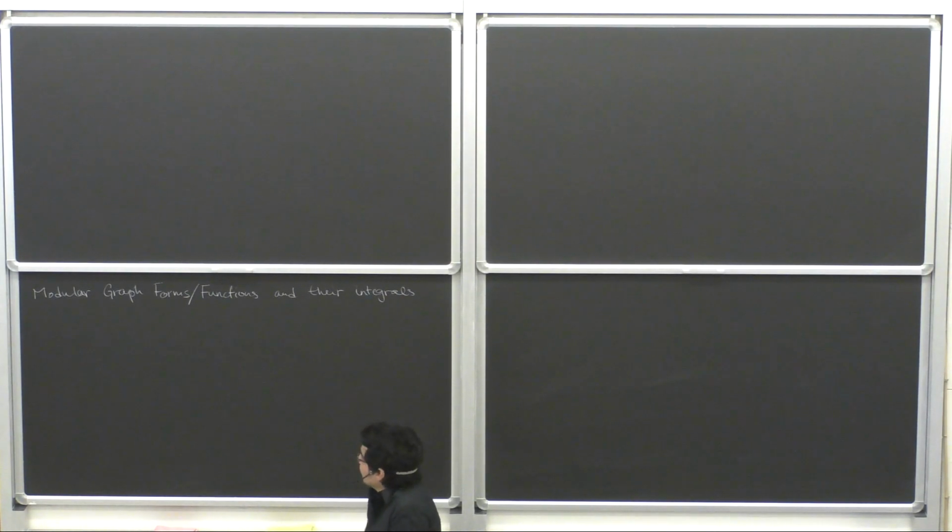So today I want to talk about modular graph forms. I don't want to spend much time on where they come from, but just to give you a background, these things come from the amplitude of closed strings at world sheet one loop.